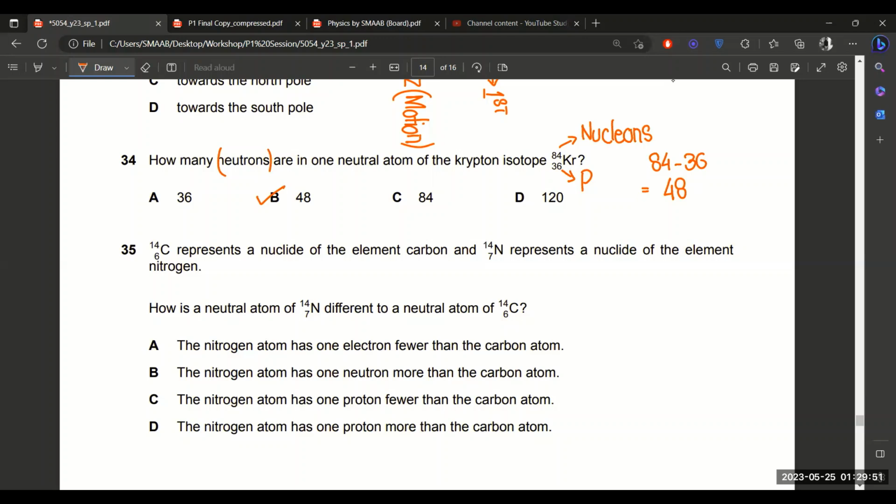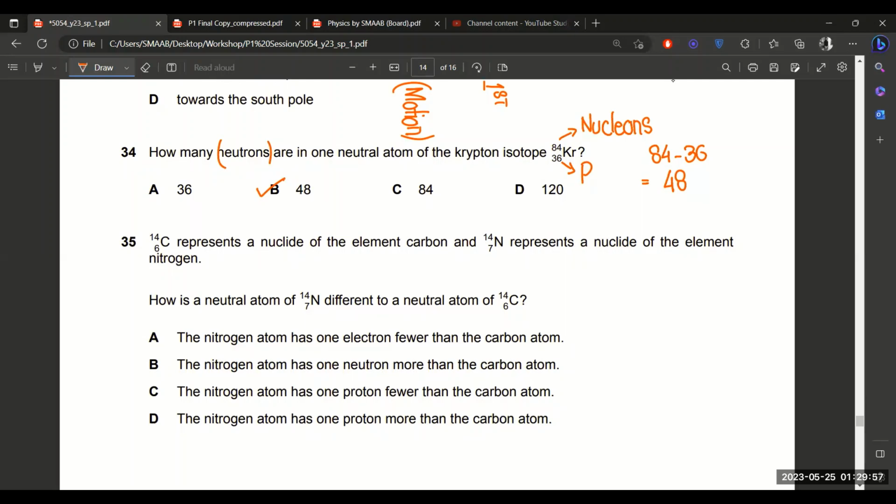Okay, question number 35. In question number 35, basically there is carbon, and carbon represents a nuclide of the atom carbon, and this represents a nuclide of the element nitrogen. So we are having carbon and nitrogen. How is a neutral atom of nitrogen different to a neutral atom of carbon? Okay, so basically you need to differentiate how a neutral atom of nitrogen is different from carbon. So we need to just find out the difference. What will be the difference?